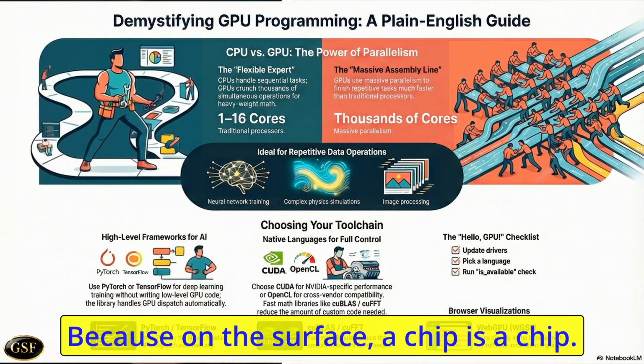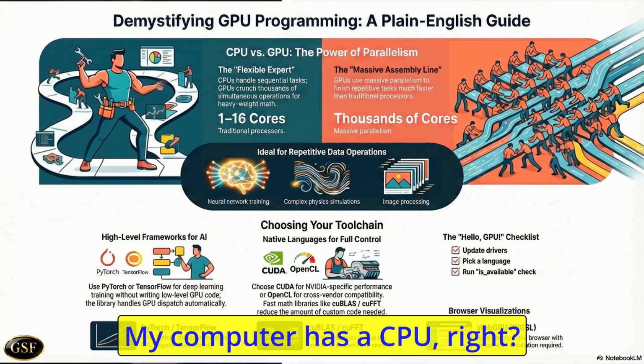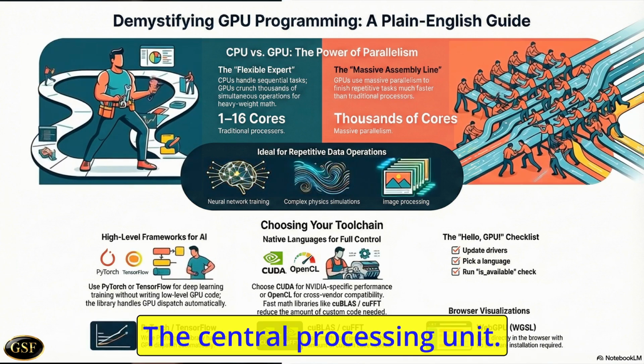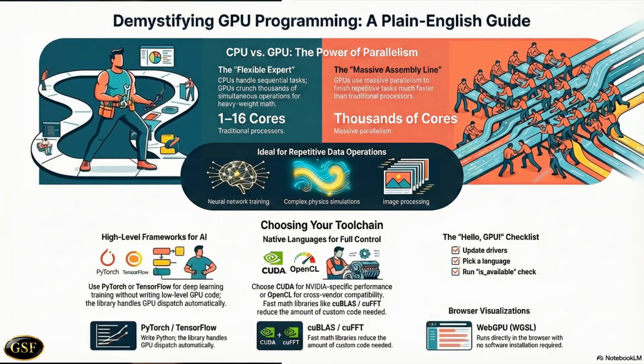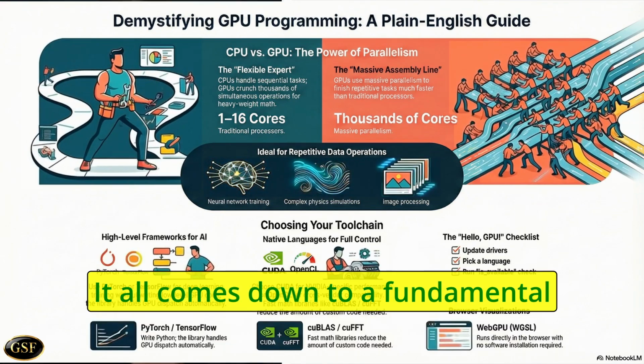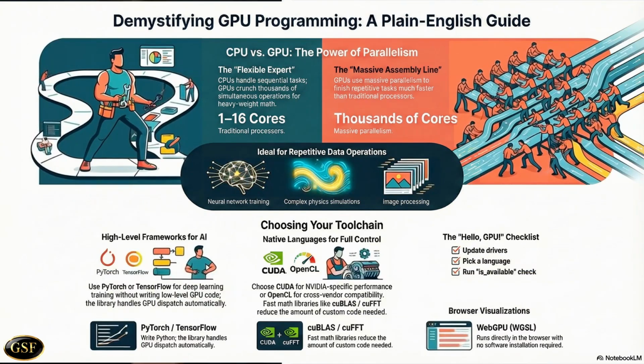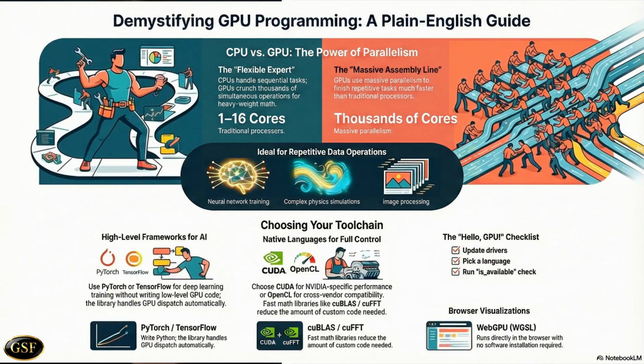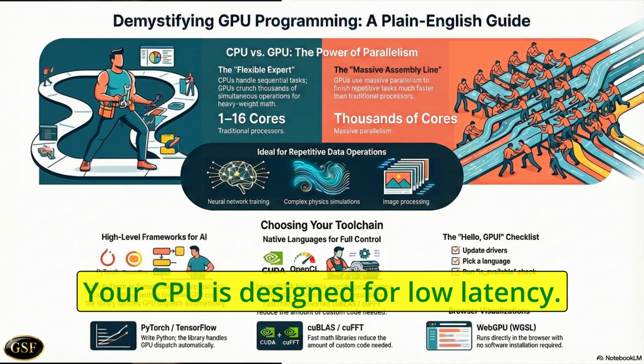Because on the surface, a chip is a chip. My computer has a CPU, right? The central processing unit. That's the brain. The brain? Yes. Why isn't that enough? Why do we need this separate graphics card to do math? It all comes down to a fundamental difference in philosophy. Latency versus throughput. Okay. Your CPU is designed for low latency.